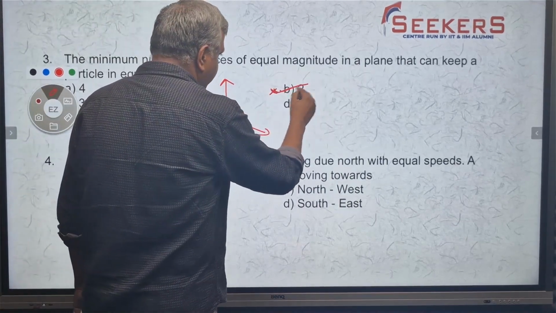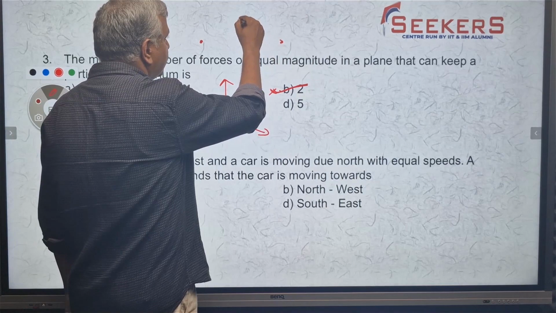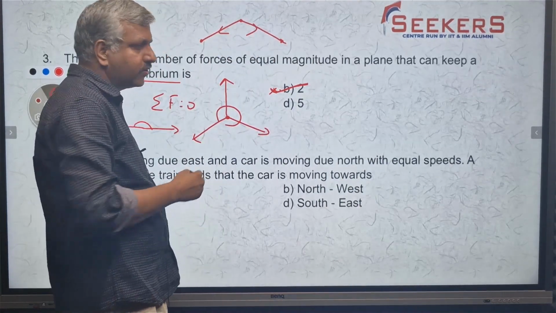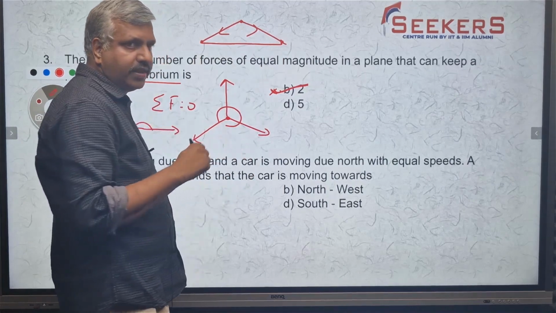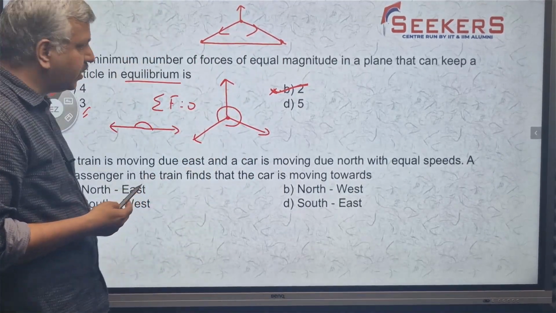So I'll go for option B, but otherwise remember students, if you have one charge here, one charge here, for this charge to be in equilibrium, it can never be in equilibrium even if there are two equal forces. So only if there are two collinear forces can it be in equilibrium. Otherwise there has to be a minimum of 3 forces to make a body in equilibrium.